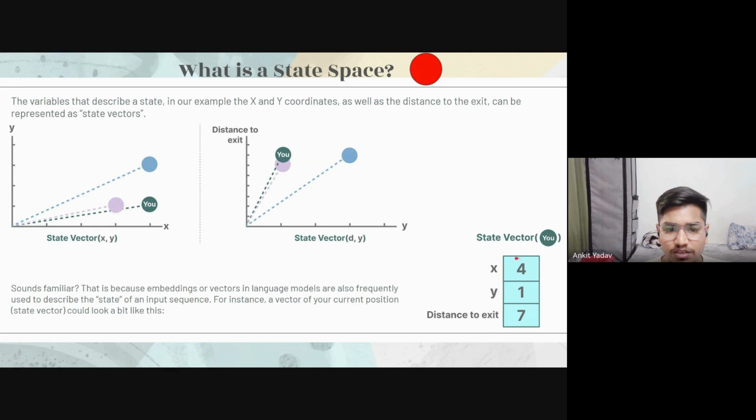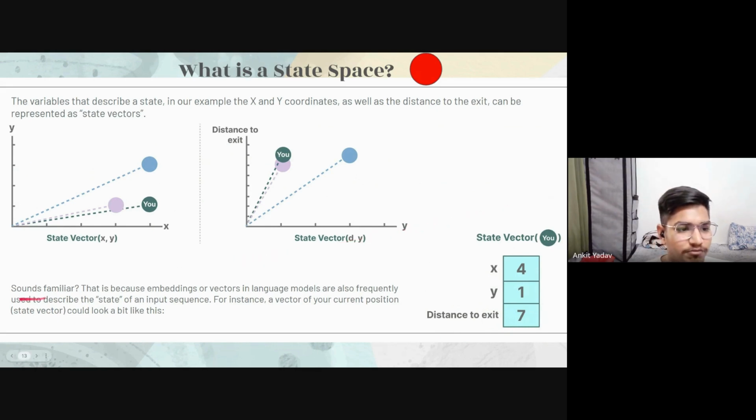So it will be more like my current X position, my Y position, and how far I am from the exit right now. In this graph, if I say that X is 4, Y is 1, and my distance from the exit will be something like 7. So a state basically just represents where our vector is in n dimensions, whatever the dimension of that embedding is.